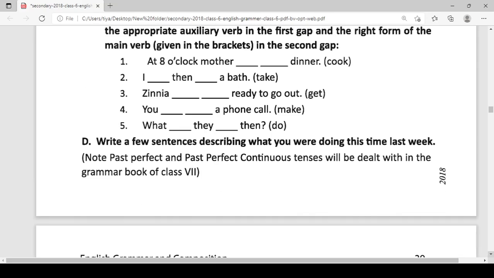Okay, so these are the simple past continuous tense sentences, and we need to use appropriate words to fill in the blanks. At o'clock, mother was cooking the dinner. I was then taking a bath. Jimia was taking a bath. Jimia was getting ready to go out. You made a phone call, or we can say you were making a phone call.